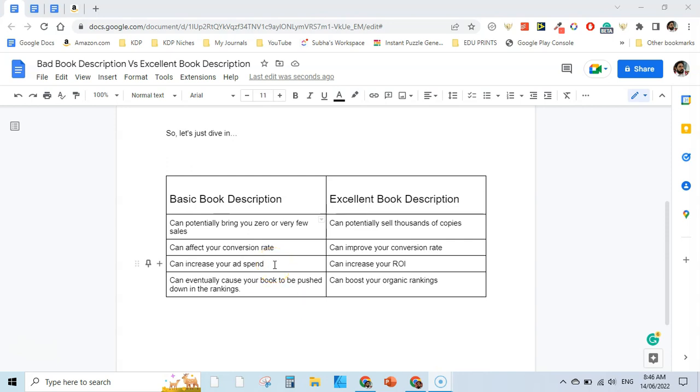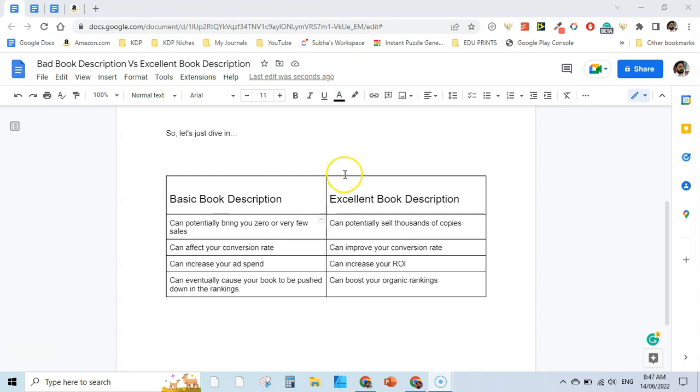If you are running ads for a book that has a very basic book description, it will lead to high ad cost, because the customer is clicking and you are paying for clicks, but the customer is not deciding to purchase. It can eventually cause your book to be pushed down in the rankings. Why does this happen? Because its conversion rate is low and Amazon thinks it's not good to show it on page 1 or 2 or 3. So it pushes it down towards page 7, 10, or even the lower side of page 75.